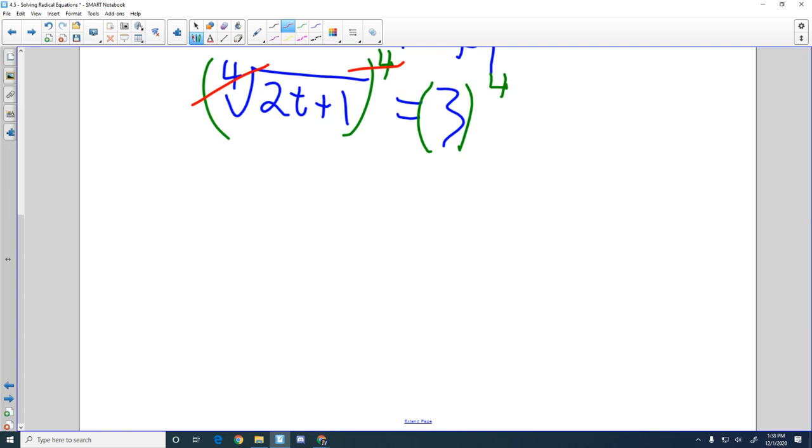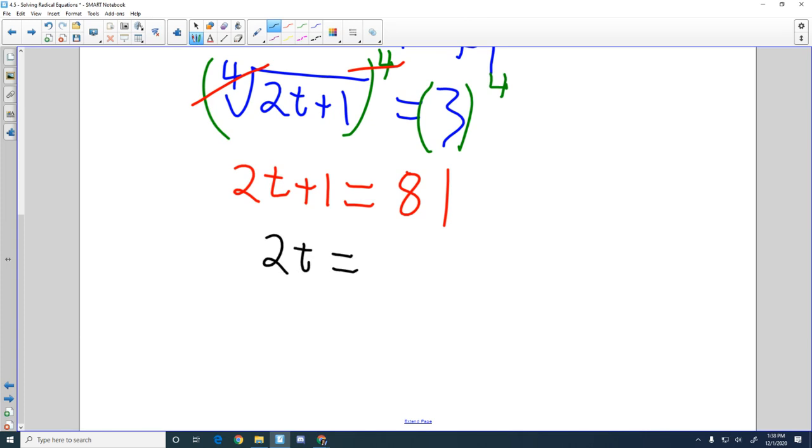On the left side, the fourth root to the fourth cancels out, and we're left with 2t plus 1 equals, do you remember what 3 to the fourth is? It's 81. It's like 3 squared times 3 squared, or 9 times 9, which you all know. Pretty straightforward algebra problem, right? We're going to subtract 1 from both sides so that 2t equals 80. And then just divide both sides by 2.